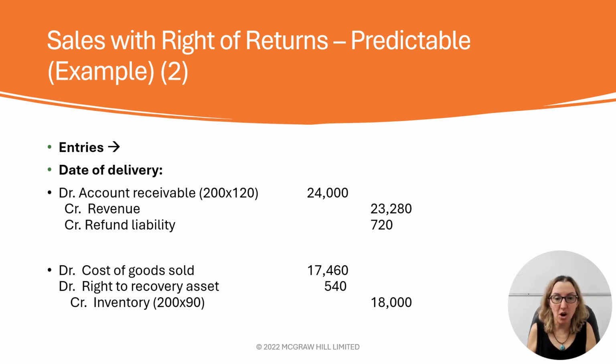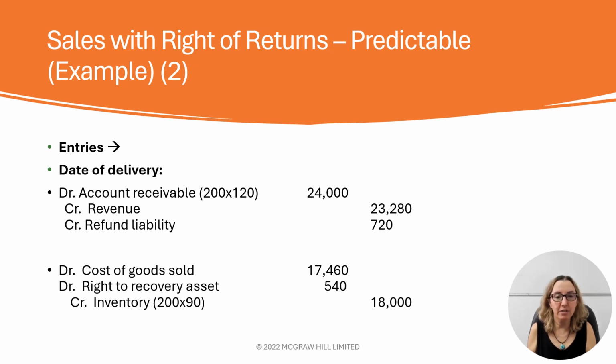And what we're going to do as well, and this is one of the things that a lot of students miss on exams, is when you think you're going to get goods back from a customer and you're going to reduce the amount of revenue, you also have to adjust your cost of goods sold, because whenever you book revenue, you have a related cost of goods sold. And whenever you have a refund liability, you have a right to recovery asset in this case, because you're getting the product back from the customer.